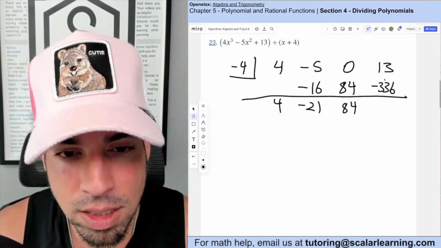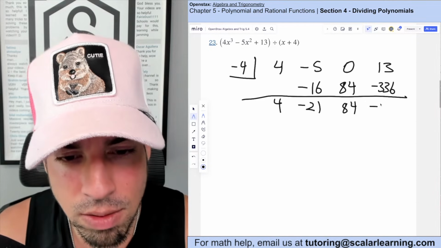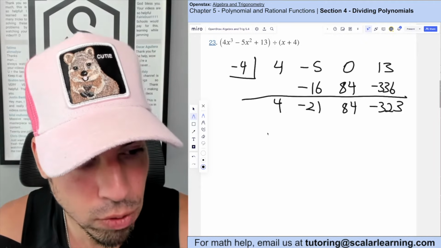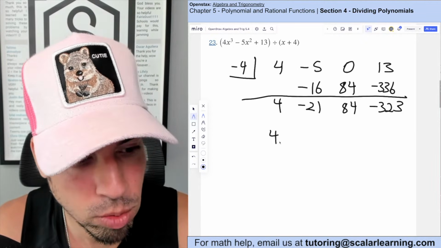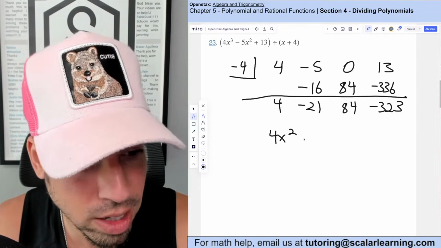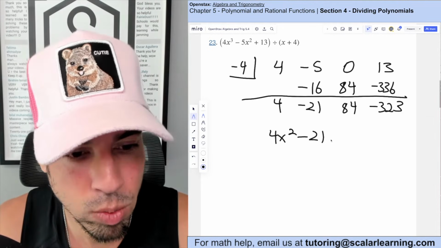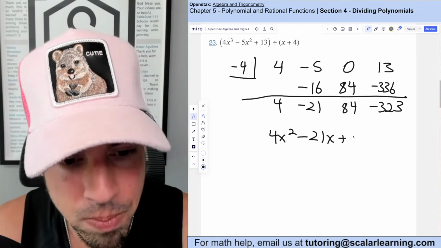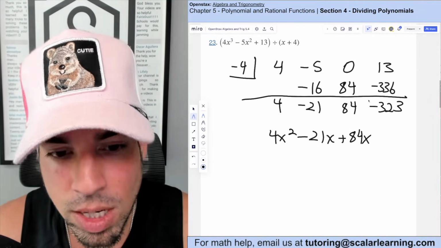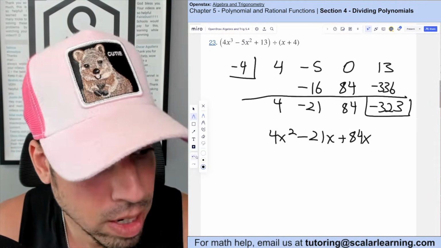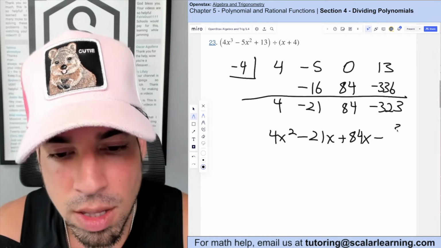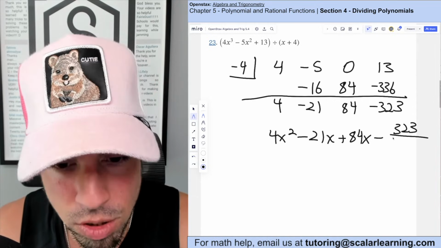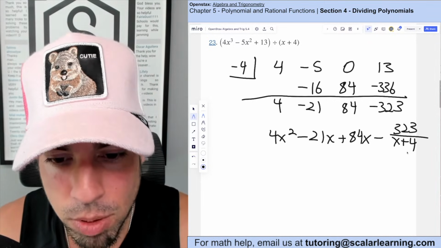And now we add this to 13. We get negative 323. Okay, now we can write out our answer. So first we have 4. Since that was x cubed, we pair it with one level down, which is x squared. Then the negative 21 goes with an x. It's just sort of like a countdown by degree as we go from here. Then we got 84x. And then we got our remainder of negative 323. So that goes on top of the original divisor, x plus 4. And there's your answer. Boom, done.